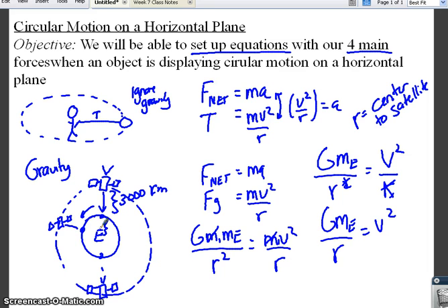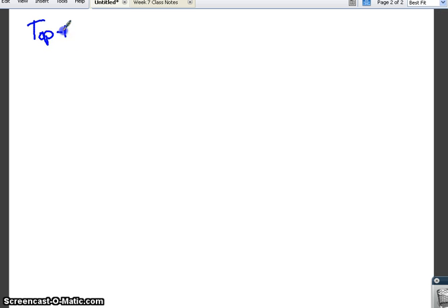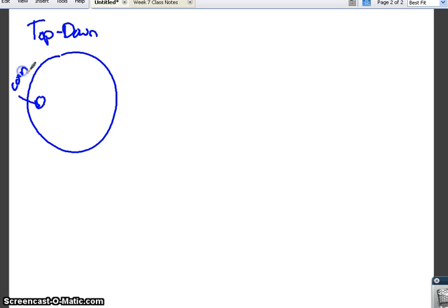Okay, so that is two forces already. Out of the four, we've already covered tension and we've already covered gravity. Let's move on to another one. Let's cover friction. This is going to be a top-down view. We are looking at a turntable, and there's going to be like a penny or a coin sitting on the turntable, and it's rotating around that way.